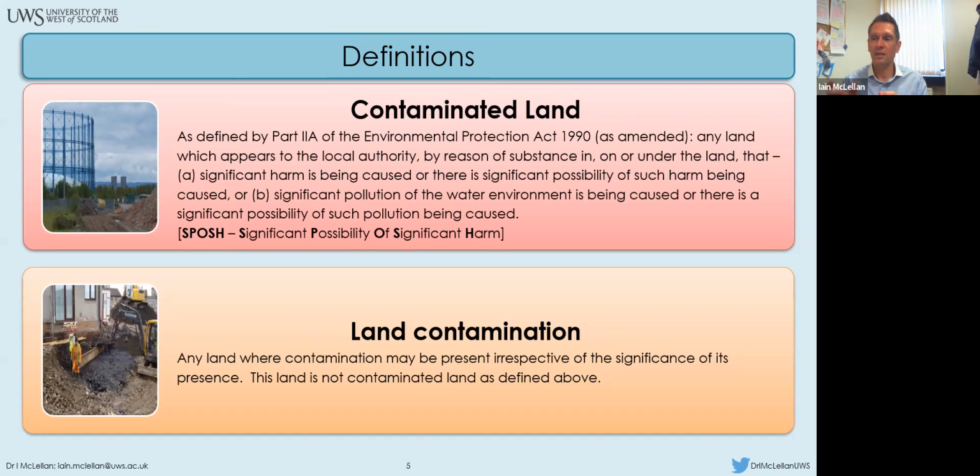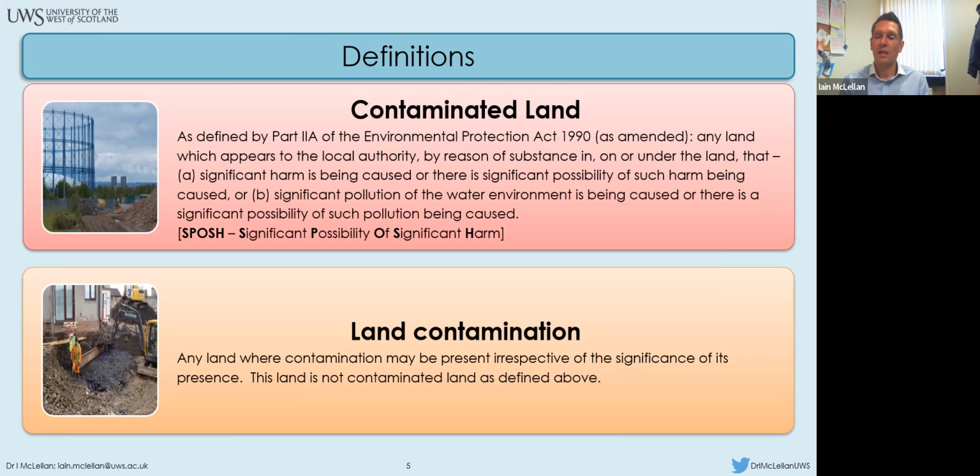The bottom line there, SPOSH: you're looking at significant possibility of significant harm. It's a great acronym, it just rolls off the tongue. Significant possibility of significant harm. And that's either to, so there are lots of receptors, and we'll look at the receptors, but it's any substance in, on, or under the land that's affecting receptors or is affecting the water environment.